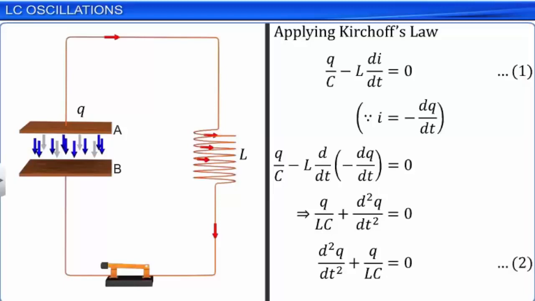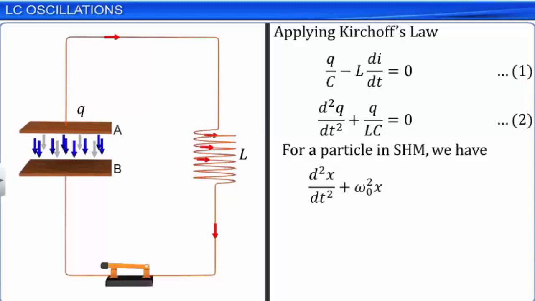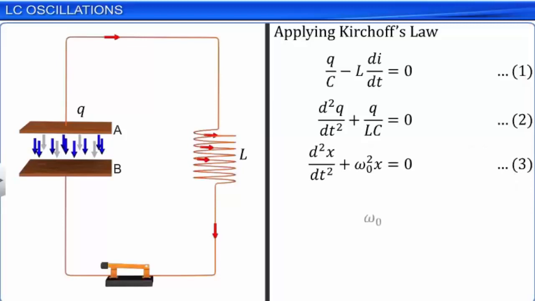We learnt earlier that the equation of motion for a particle of mass m in simple harmonic motion along the x-axis with a natural angular frequency omega naught is d square x by dt square plus omega naught square x is equal to 0. Let this be equation 3. Here, the natural angular frequency omega naught is equal to the square root of k by m, where k is the force constant for simple harmonic motion. Equation 2 is observed to be similar to equation 3.